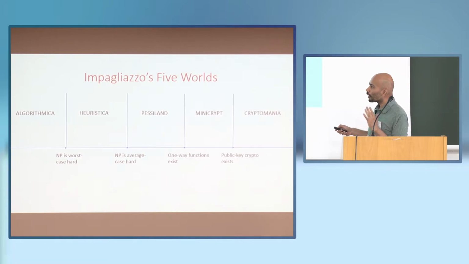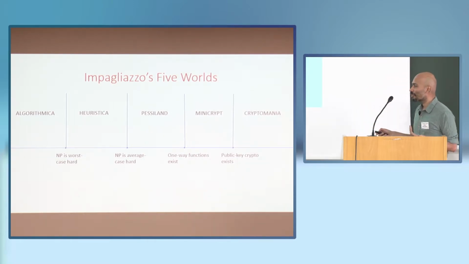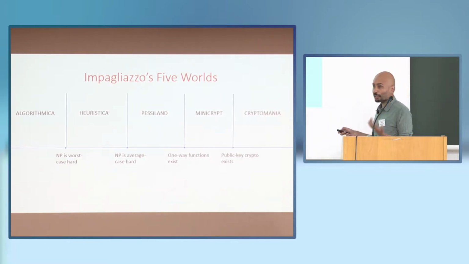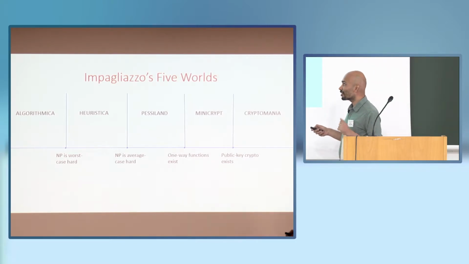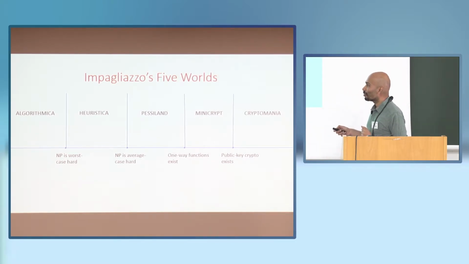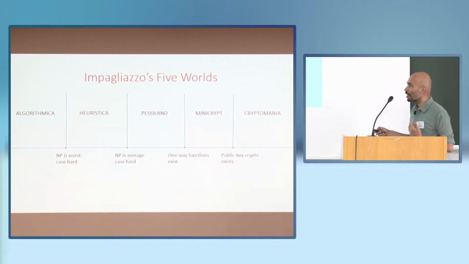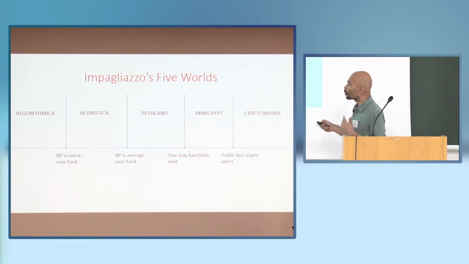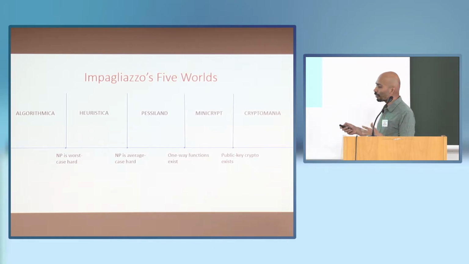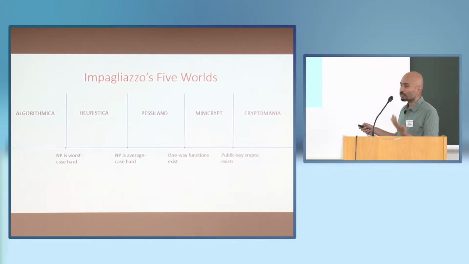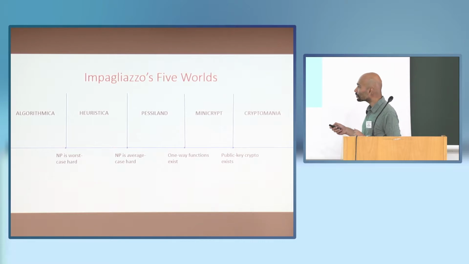So Algorithmica is this world in which things are easy, and it's good for us because we can solve NP problems easily. There are perhaps even easier worlds where you can solve polynomial space problems easily and so on, but that's what Algorithmica is. Then there's Heuristica, where NP is average case easy, but worst case hard. For most concrete algorithmic applications, it's probably good enough that for any reasonable distribution of instances, you can still solve it efficiently.